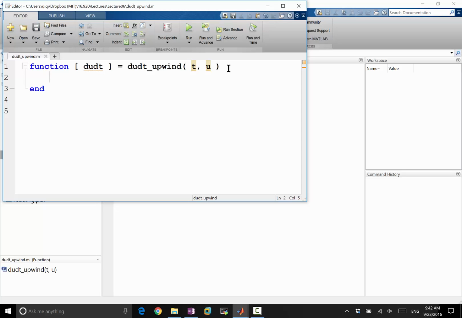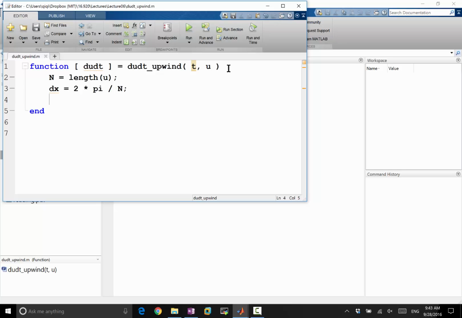So u is periodic, and let's assume the domain is 0 to 2 pi. The first u is at grid point 0, the last u is at grid point 2 pi minus delta x, because the solution at 2 pi is exactly equal to the solution at 0, so we don't have to store it. So n is equal to the length of u, and dx is equal to 2 pi divided by n. So n grid points, in this periodic domain, n intervals, because we didn't store the solution at the very end.